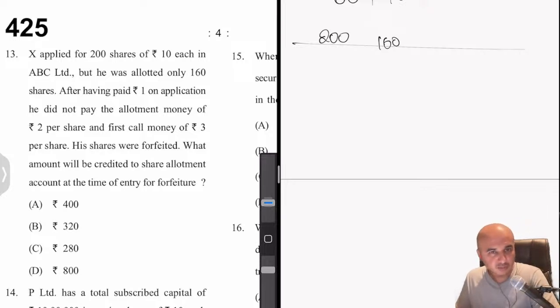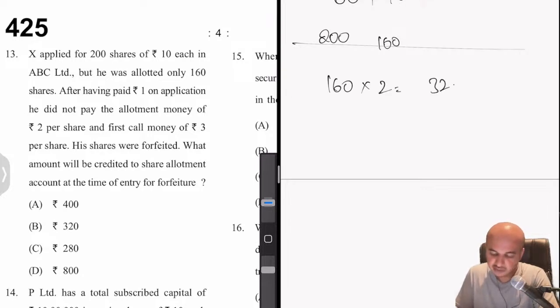After having paid rupees 1 on application, he did not pay the allotment money of rupees 2 per share and the first call money of rupees 3 per share. Okay. Fine. Since shares were forfeited, what amount will be credited to the share allotment account at the time of the entry for forfeiture? Okay. So now what exactly they're asking is how much was due from this X towards allotment. How much is due? It is not so easy. We cannot simply do this: 160 into allotment money of rupees 2, 320. That is not the answer. 320 is the amount which is due. We can say gross dues. But he has paid something already towards allotment.